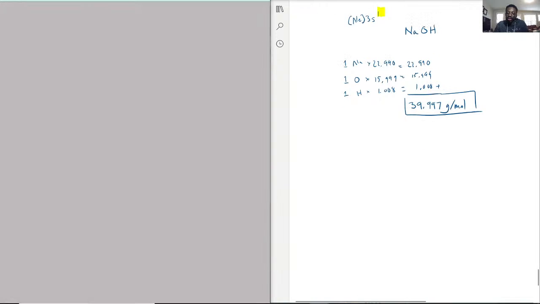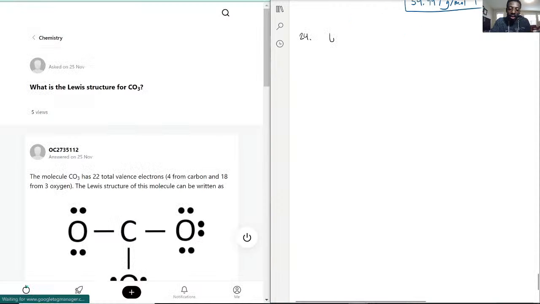And now question 24. Okay, we have, what is the Lewis structure? I mean, I wish it wasn't so big. For CO3, carbon trioxide, CO3, something you don't see often, but it can exist.